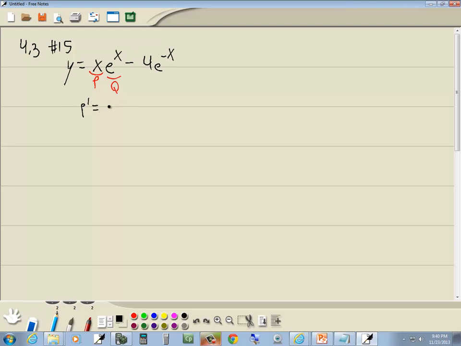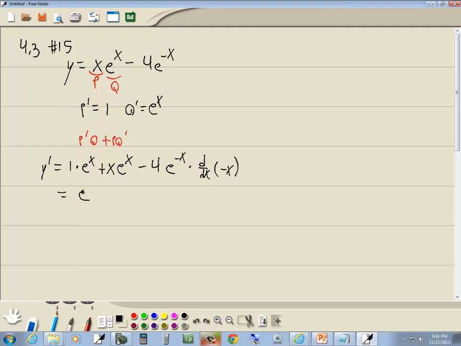Well, P prime, the derivative of x is 1, and Q prime, the derivative of e to the x is e to the x. So our formula is P prime Q plus P Q prime. So for our first derivative, P prime is 1 times Q, which is e to the x, plus P, which is x, times Q prime, which is e to the x, minus 4, and the derivative of e to the negative x is e to the negative x times the derivative of your exponent.